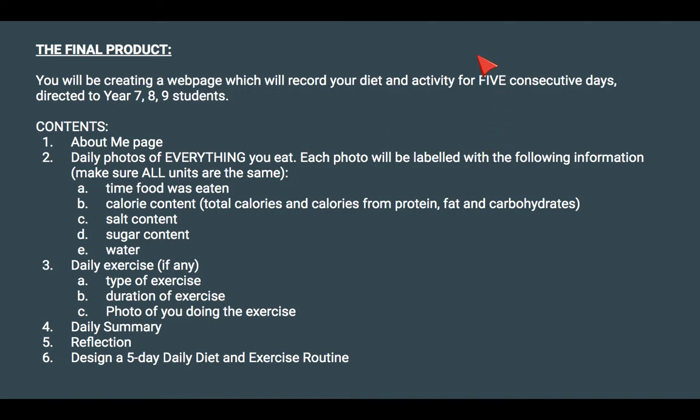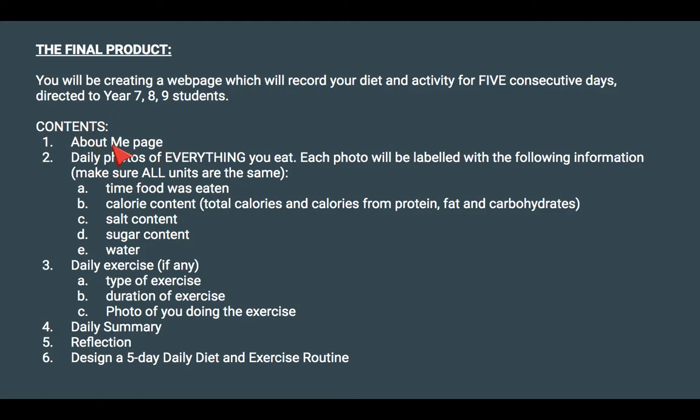Okay? So your final product will be a web page that will record your diet and activity for 5 consecutive days, okay? And this will be directed to your target audience, which would be people your age or around your age, okay? Now you have an Education Weebly account, so it's private. Only us can see it, okay?